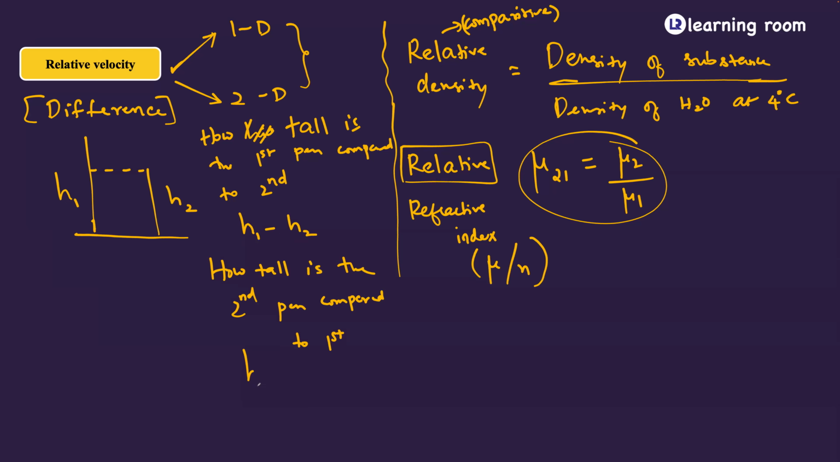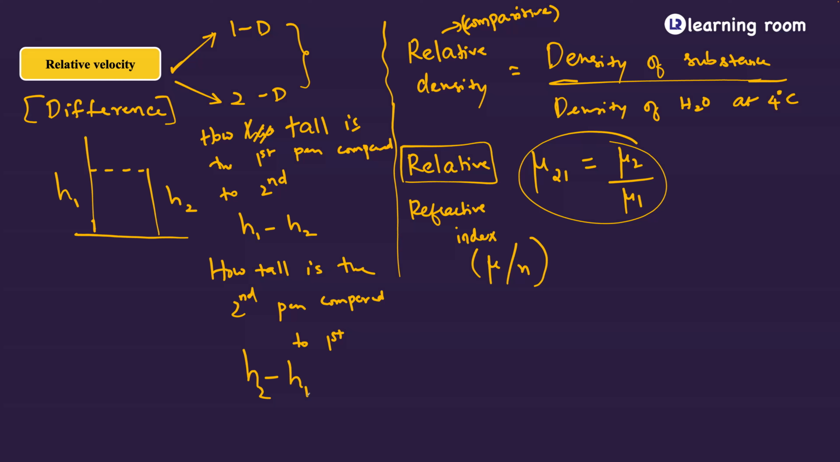You will take the height of the second pen and subtract the height of the first pen from it. The only thing is the final answer will be negative. When it comes out negative, it clearly indicates that the second pen is not taller than the first one. It is shorter than the first one. So that is the meaning of the negative sign.